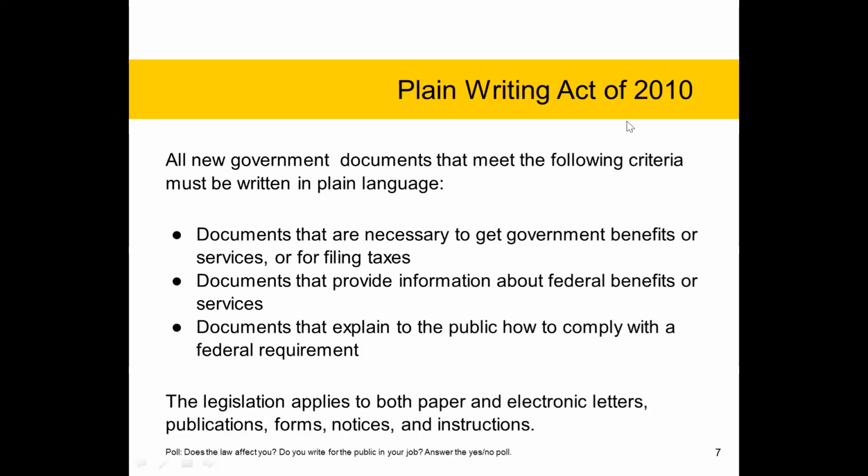Wow, we got almost a split group on this. Documents that explain to the public information, how to get it, and how to comply. So this is where the federal government and people interact. This applies to both paper and electronic letters, publications, forms, notices, instructions, websites, emails, auto responses, anything, as long as it falls into one of these three buckets.